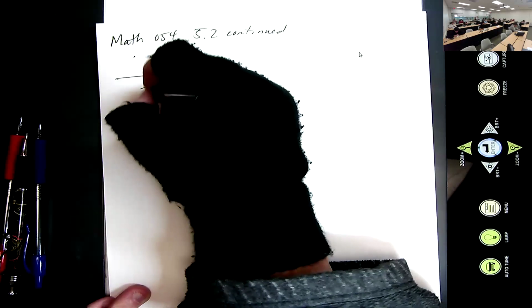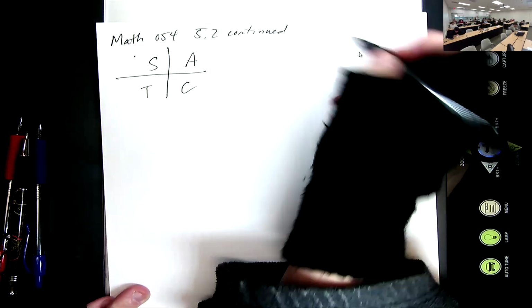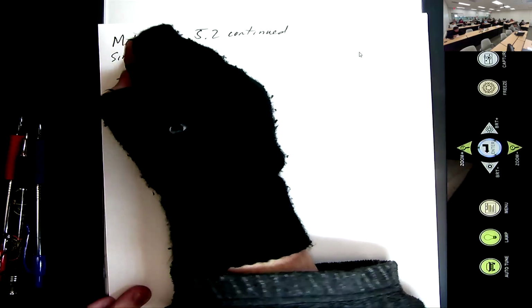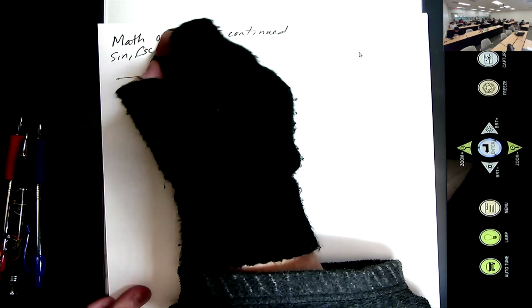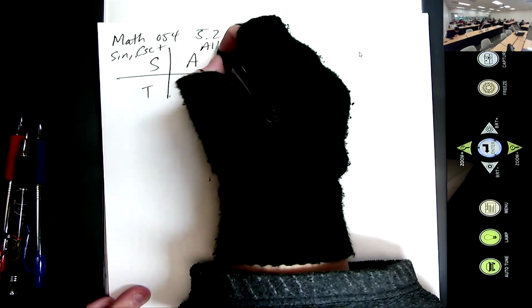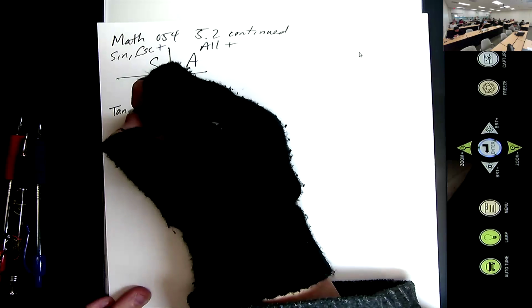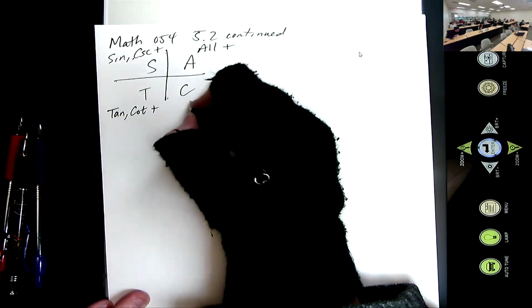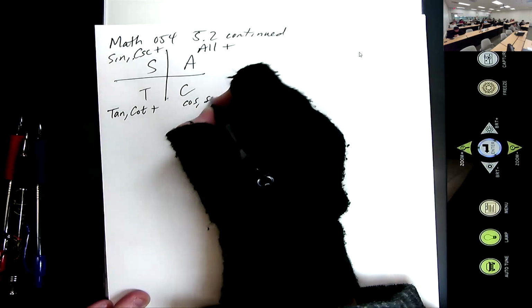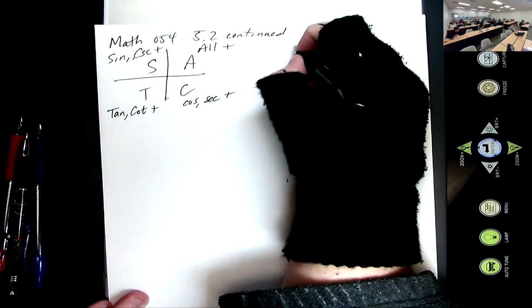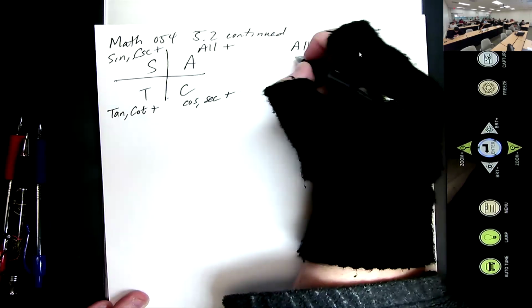We had done ASTC to show the signs of where stuff was positive. So sine and cosecant were positive here. Everything was positive here. Tangent and its reciprocal cotangent were positive here. And here was cosine and its reciprocal secant. And we went by all strippers take cash.